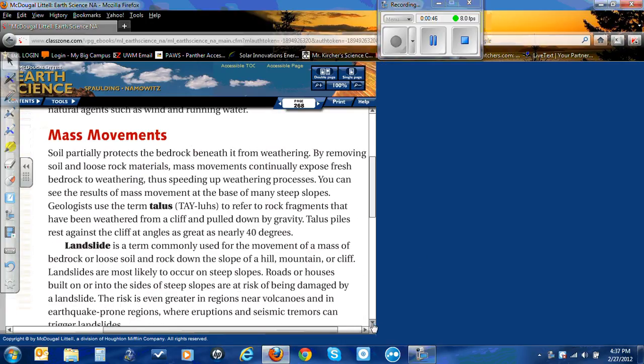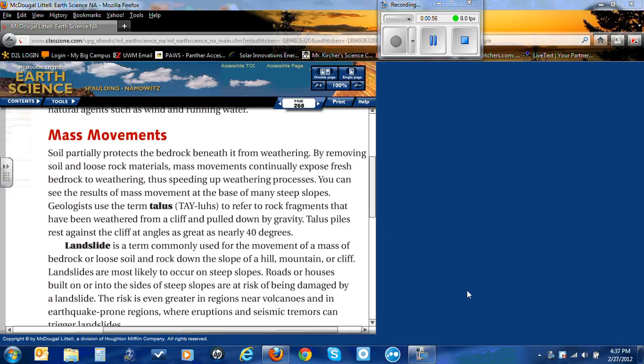Soil partially protects the bedrock beneath it from weathering. By removing the soil and loose rock materials, mass movements continually expose fresh bedrock to weathering, thus speeding up weathering processes. You can see the results of mass movement at the base of many steep slopes.